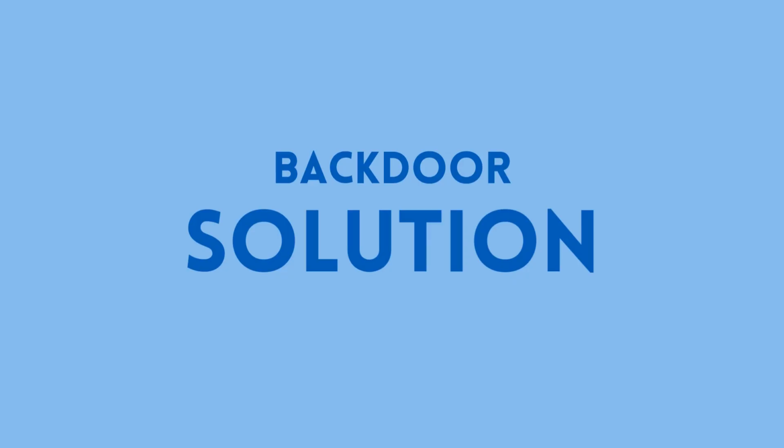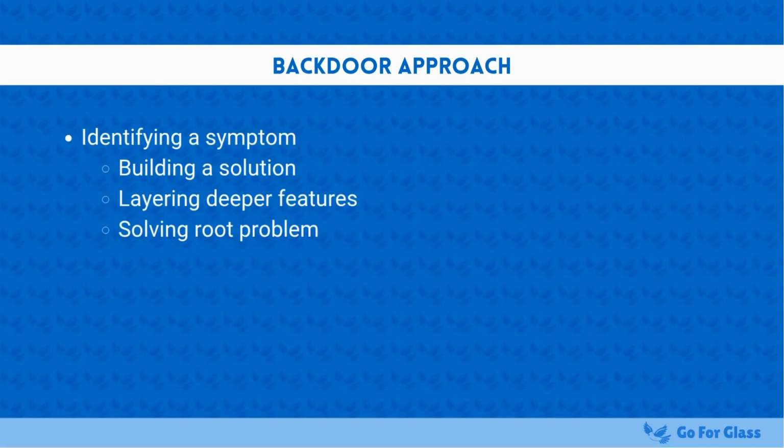Topic 10 here is backdoor solution model. This technique is identifying a visible symptom, such as, let's say, my browser tabs overwhelm me, then building a solution to relieve it, and then layering in deeper features that fix the root problem, which in our browser example would be things like focus issues or decision fatigue.